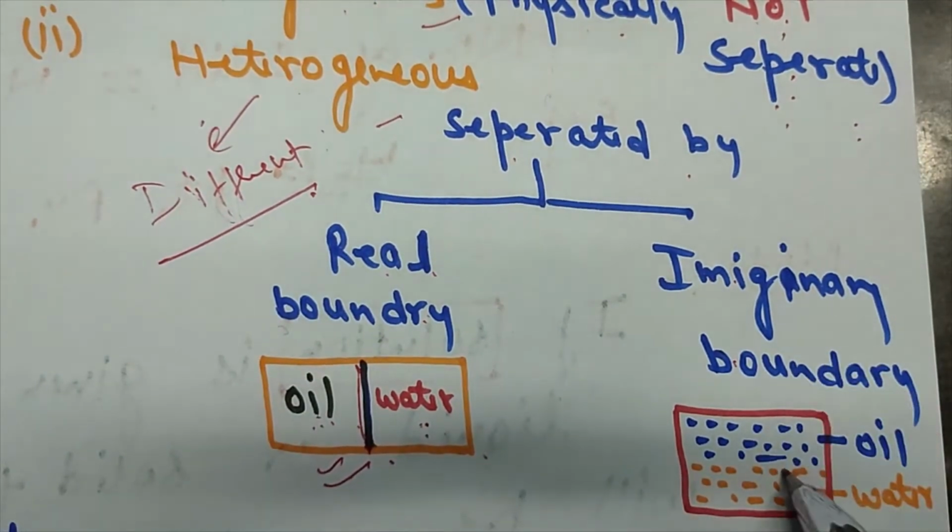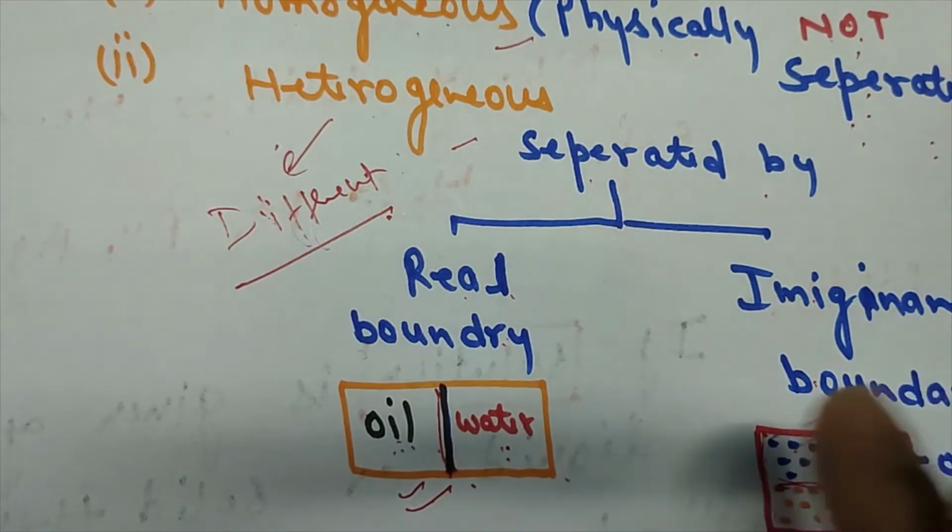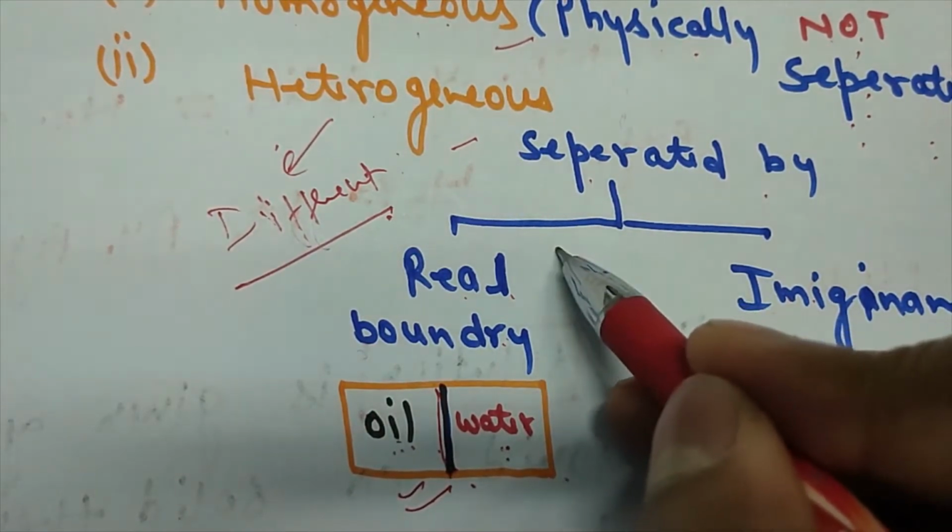Now the imaginary boundary. Like you have a container with no separate wall, and you mix water and oil. You know water and oil do not mix with each other, so the upper liquid will be the oil and the lower liquid will be the water. This is the imaginary boundary. You can easily imagine it because they are not miscible with each other. So a heterogeneous phase has either a real boundary or an imaginary boundary, but you can easily distinguish between the two.